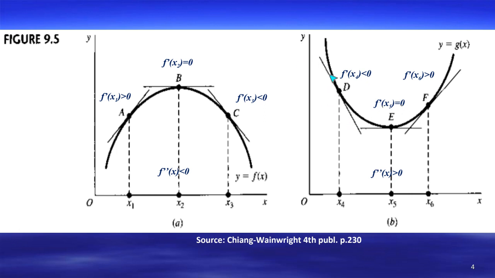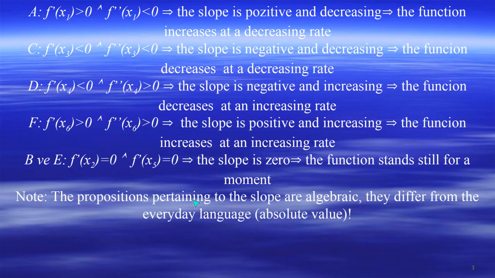So the function is decreasing at an increasing rate. Here it is zero, it stops for one moment, and then it continues increasing the slope. And in here it is positive and it is increasing. It is increasing and at an increasing rate. You see? All in all, we are speaking in algebraic terms and not in absolute terms. So here you have all this discussion, all the things we explained. You can see them here again.